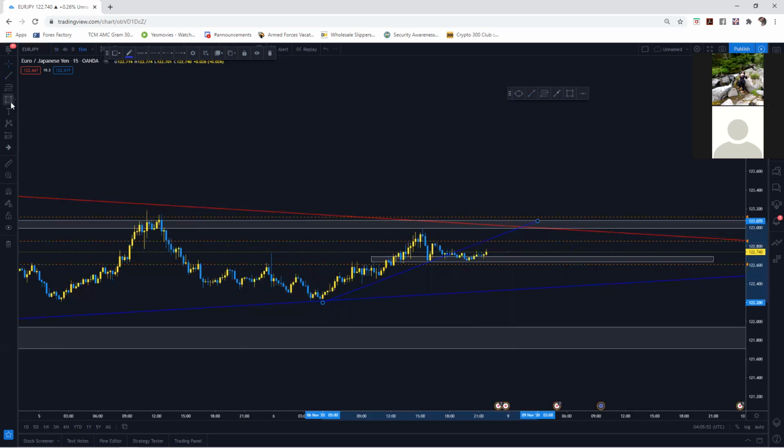So I would just see how price reacts. That's why I have that alert right there. So if price does come back up here, that'll be a good area for me to take my sell from. Okay.